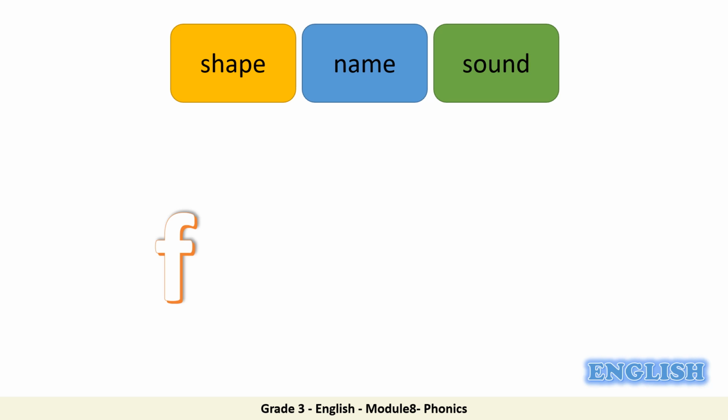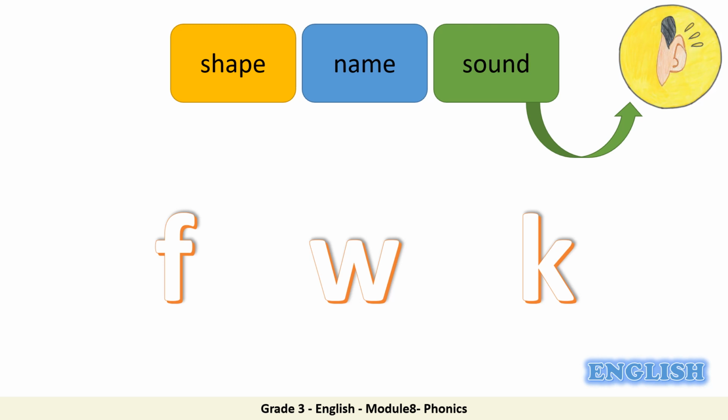Excellent. Let's have a look at another example. The shape of this letter looks like this. The name of this letter is W. Excellent. And the sound that this letter makes is W. Well done. We have one more. Can you think about it? What's the shape of this letter? What's the name of this letter? And what is the sound this letter makes? I am sure you know it. In phonics lessons, we have to focus on sounds. So make sure you have your ears wide open and let's start.